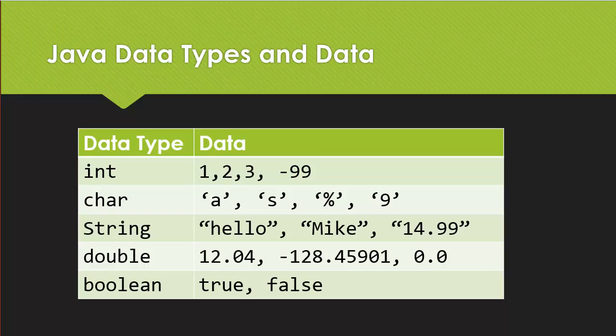Sometimes we need to represent a number that has a decimal point. In that case, we want to use a double. For example, I have 12.04 and I have -128.45. And the number 0 would be 0.0 as a double. And then there's true-false values. Those are called booleans. You can also have an expression, and that expression evaluates to a true-false type, or a boolean type. We call those boolean expressions.